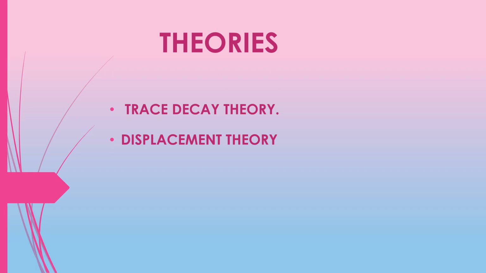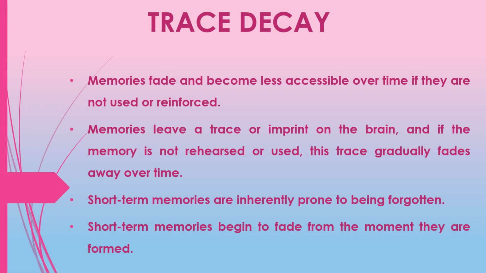There are two main theories to explain forgetting in short-term memory. The first is the trace decay theory and the second is the displacement theory. Trace decay theory. Edward Thorndike came up with this theory of trace decay in 1914. This theory is based on the early studies conducted by Hermann Ebbinghaus on early memory.